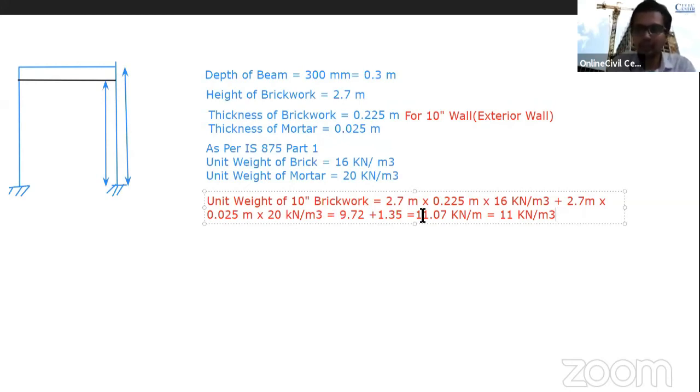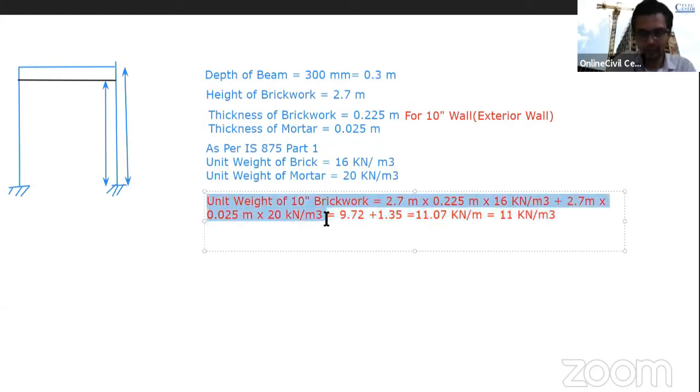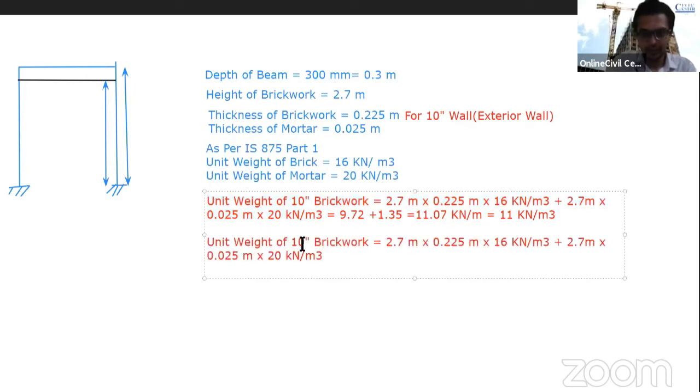And the important thing is to understand the concept. After you've got the concept clear, you can calculate the value for any particular height, any particular type of brick. So this is the concept behind it. And if we go for the 5-inch brickwork, which is the interior wall, approximately every calculation will remain the same, with slight minor changes. The unit weight of 10-inch brickwork is done here. You can just copy this for the 5-inch brickwork.